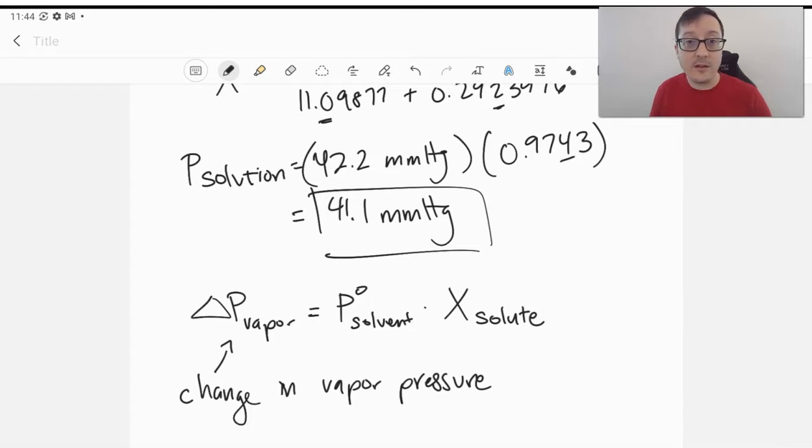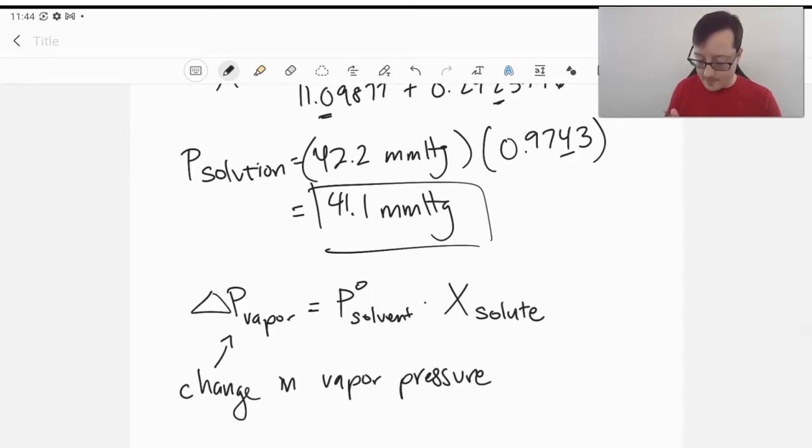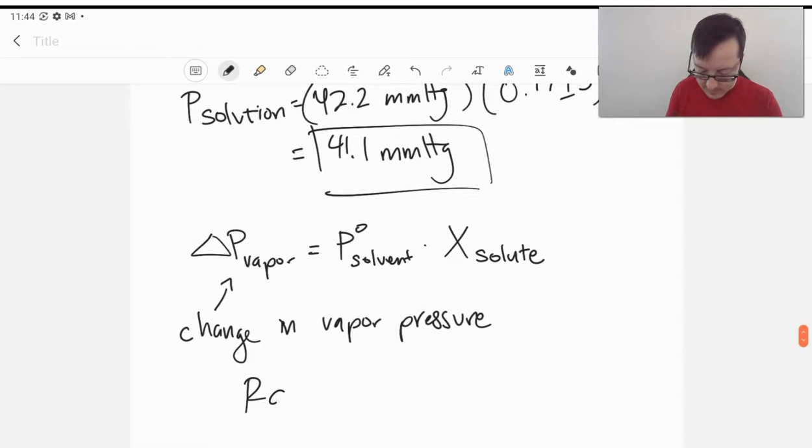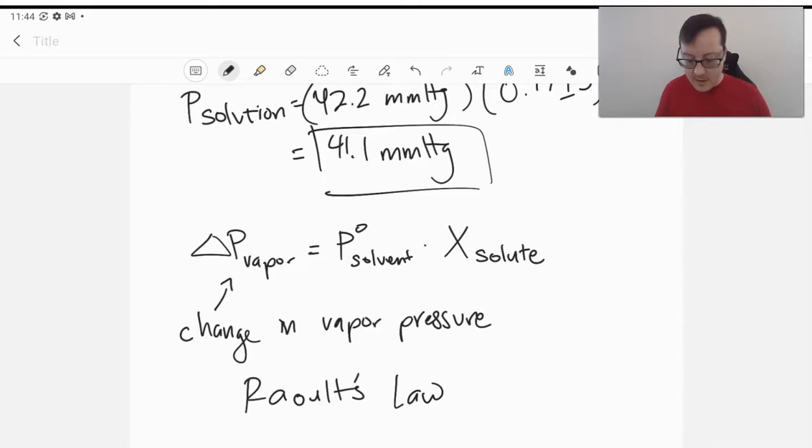These are both combined called Raoult's law. But you do not need to know that. I will never make you memorize names of things like this, but this is just if I refer to it, or if you see it in a homework problem, this is Raoult's law. It's relating the mole fraction to the vapor pressure.